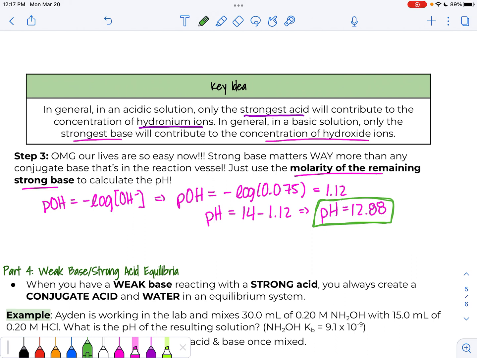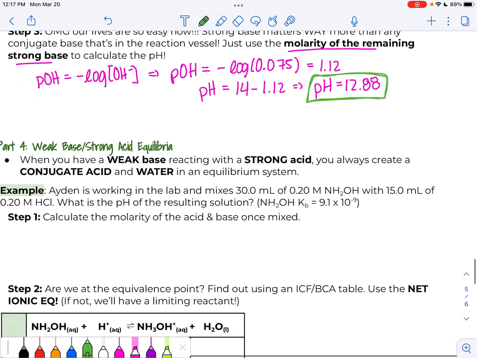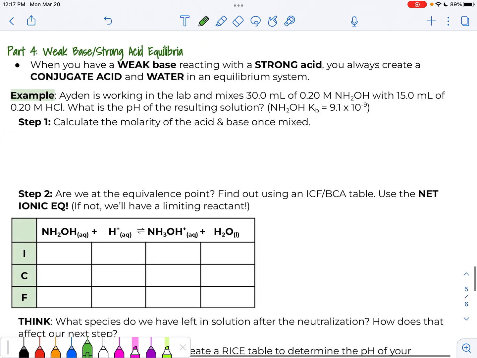So in this situation, weak acid, strong base, where you're after the equivalence point, all that matters is that you've got extra hydroxide in your solution. That's really all you care about in order to calculate that final pH.